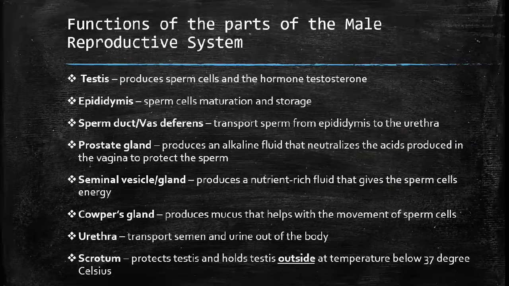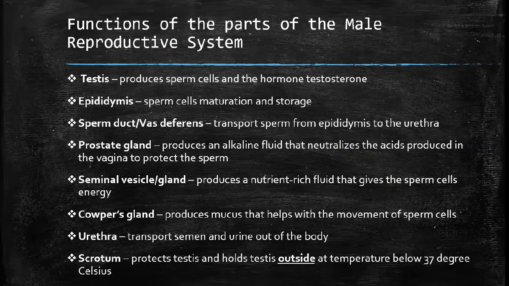And then we've got the urethra. The urethra is also very important because it transports your semen and the urine out of the body. Okay, I'm going to explain to you what semen is because people confuse the two. There's a difference between the semen and the sperm cells or sperm.